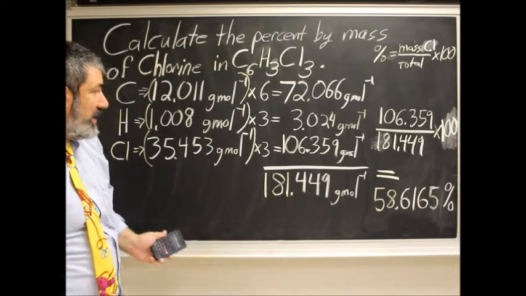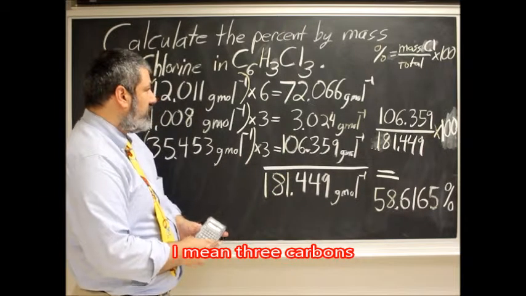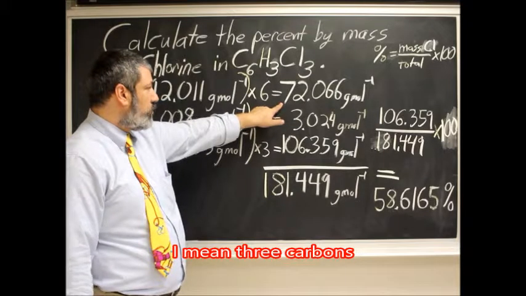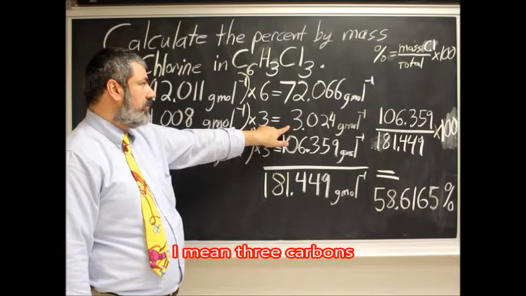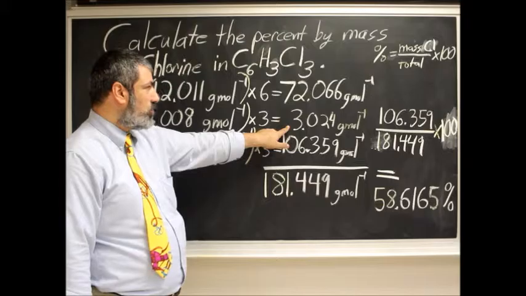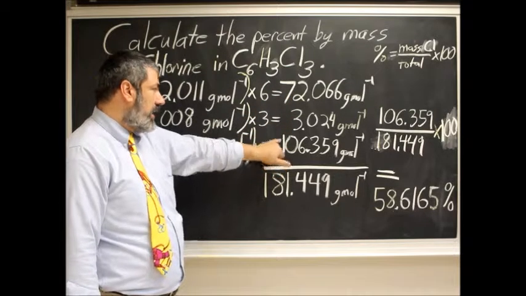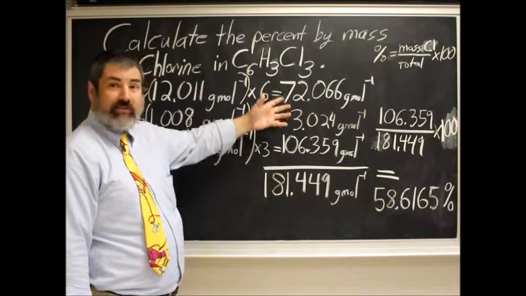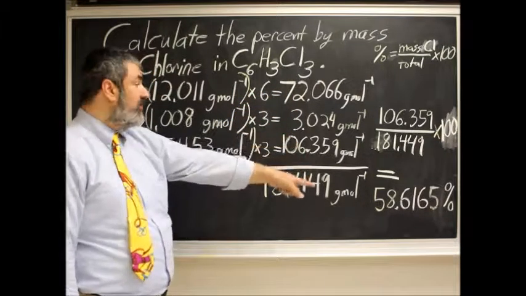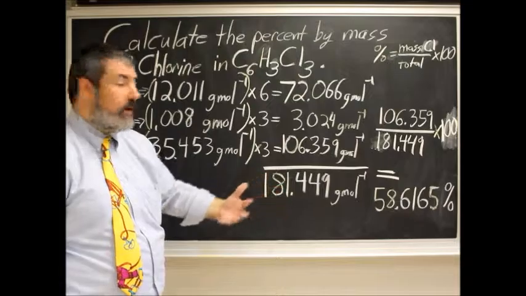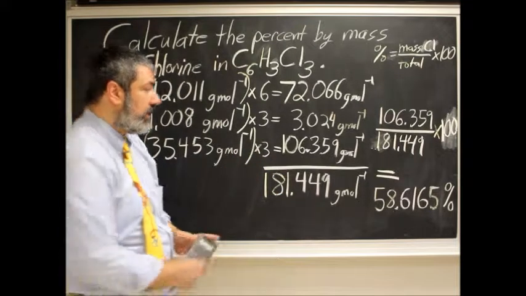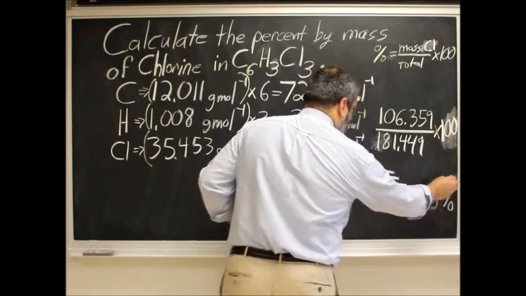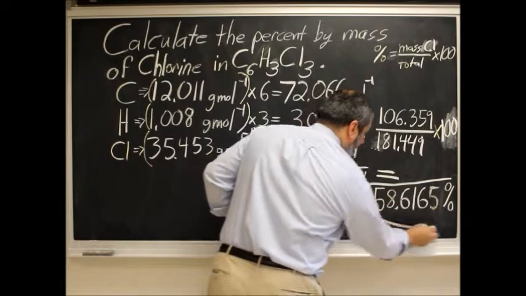And if we stop and think about it, again, go back to the raw numbers, the contribution of the carbons is 72. The contribution of the 3 hydrogens is 3, so that's 75. The chlorine, 106.359, obviously that's bigger than 75, so this is consistent, that it's the majority of the material, in this case 58%, a little bit more than 58%.